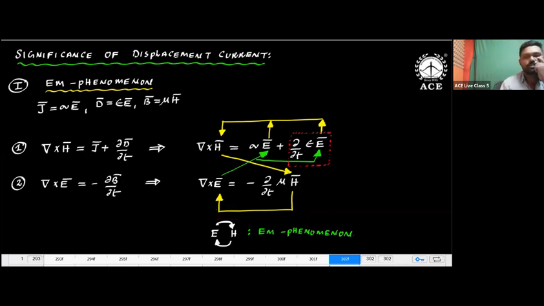Symbolically, I'm showing like this. Even if you consider free space, this part will go to zero, because in free space there is no conductivity. This part will disappear and still there is an EM phenomena. Yes or no? So the EM phenomena is existing around that. That case is very important for telecommunication engineers.